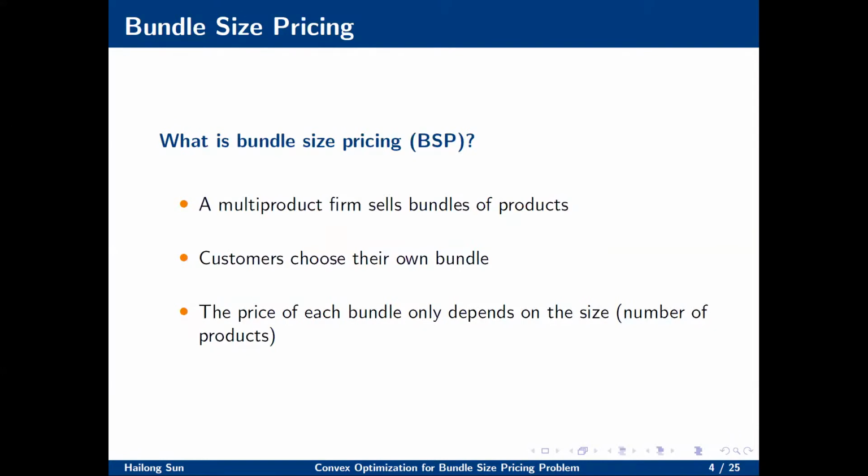For example, suppose we have 3 products, then we only need to set 3 prices: for bundle size 1, which is just the price of the individual product, for bundle size 2, the price for any combination of 2 products, and for size 3, just all the products.